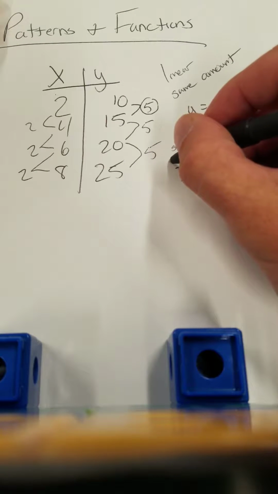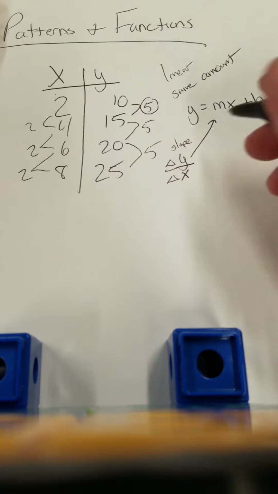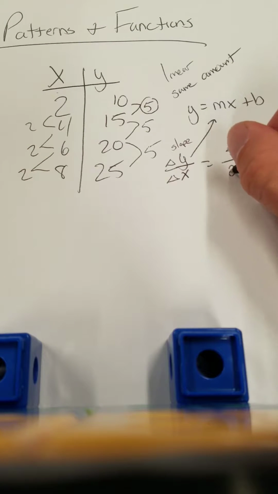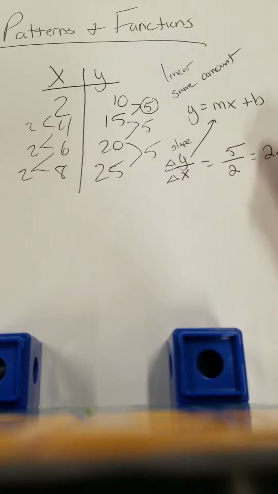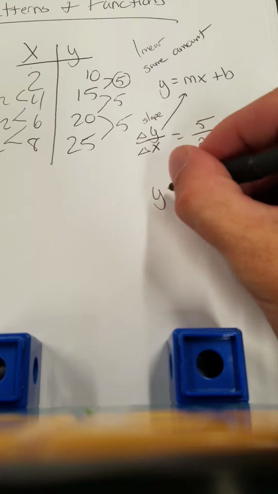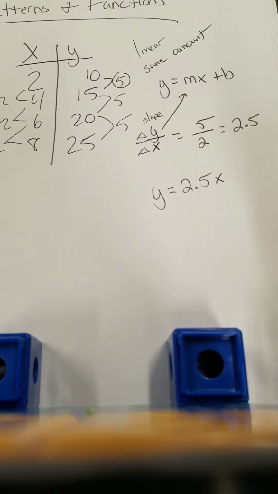Change in y, that little funny triangle thing means change. Change in y over change in x. Well, how much is y going up by? 5. How much is x going up by? 2. So that tells me my slope is 2.5. So when I start to write this equation, I get y equals 2.5x. Now I stop for a second.